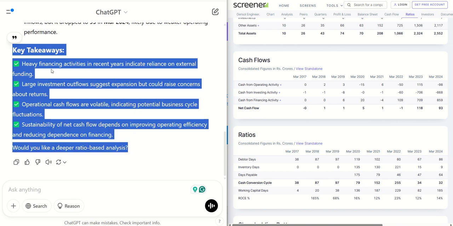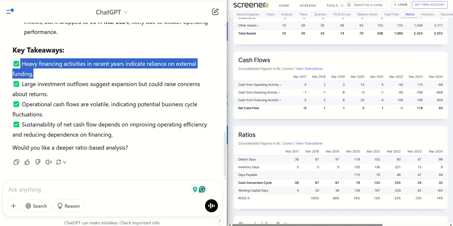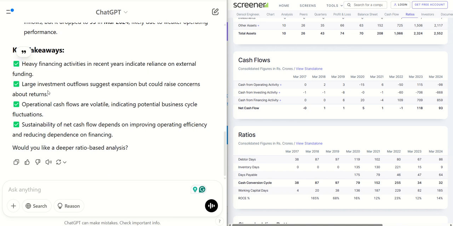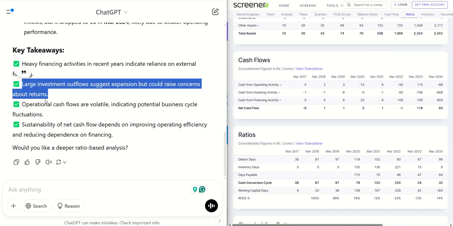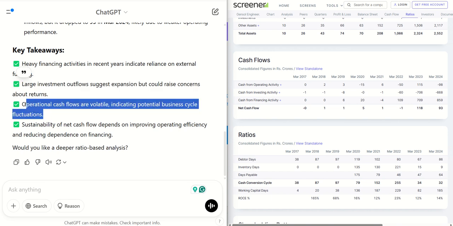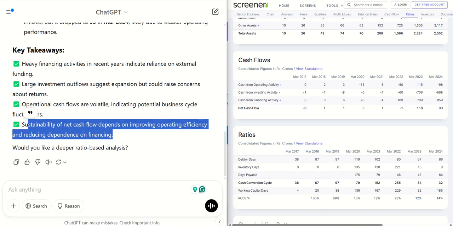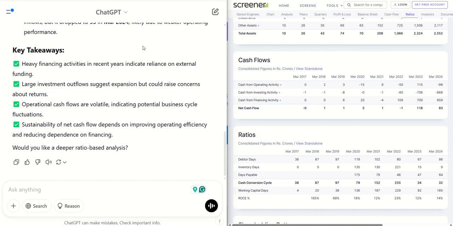Key takeaways: it is heavily dependent on external funding. There are large investment outflows, and there is no operating cash flow from its operations, and sustainable cash flow depends upon financing. So these are the inferences the model has made just with the 3-line image of the cash flow statement.